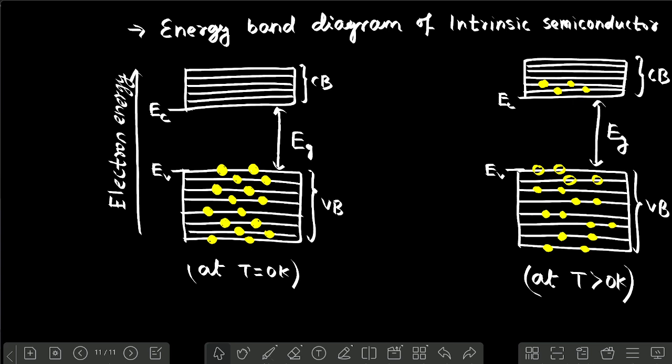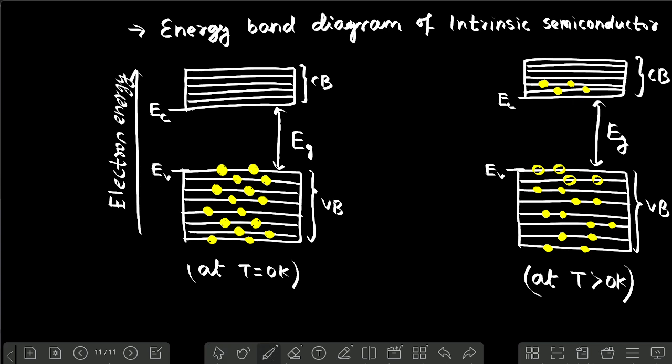For T greater than 0 Kelvin, whatever electrons are there in the valence band got some energy. Then they went up, to a higher energy level, to the conduction band. Yes or no? So that's why there is an empty circle, and an empty circle basically represents holes.